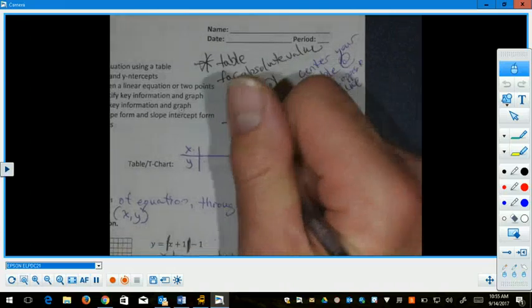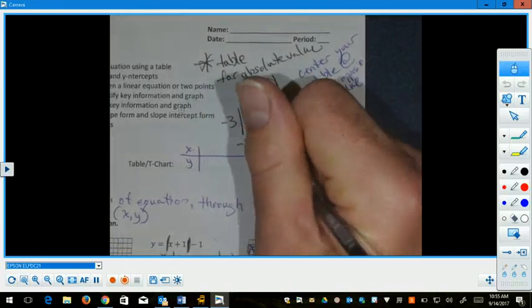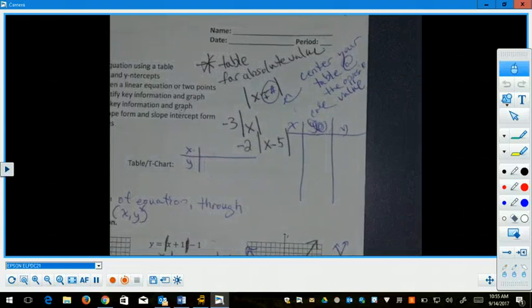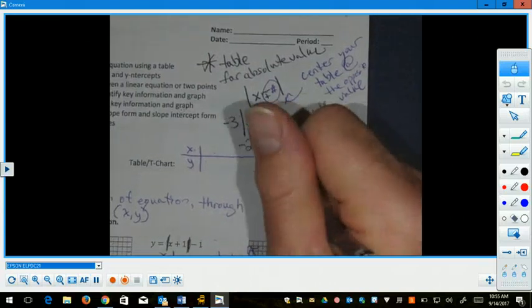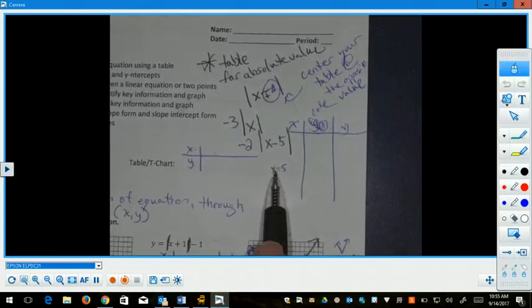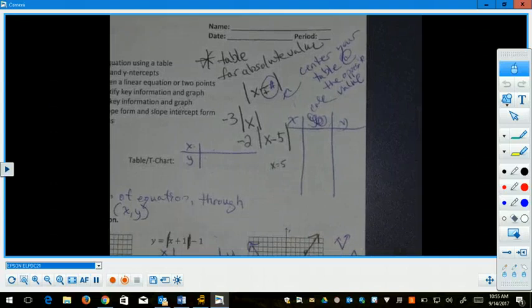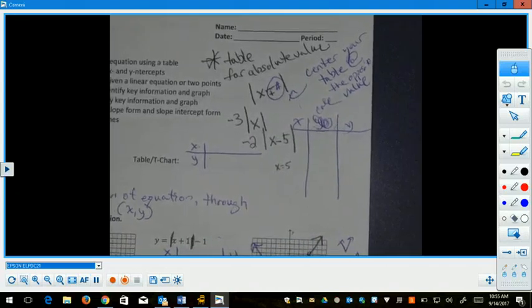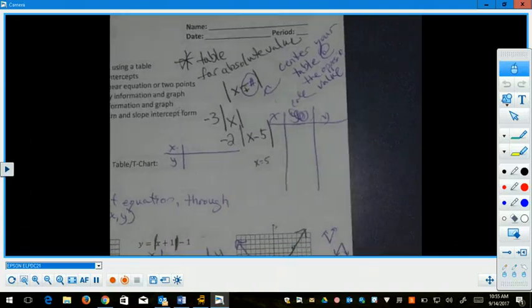All right. What if I have -2 absolute value of x minus 5? Where am I going to center my table? At 5. I'd make the center of my table at x equals 5 because that's where the vertex will be. And then I just need a point to the left of 5 and to the right of 5 to help me get the rest of that line, or those lines for the V. Any questions on how to do this with the table?